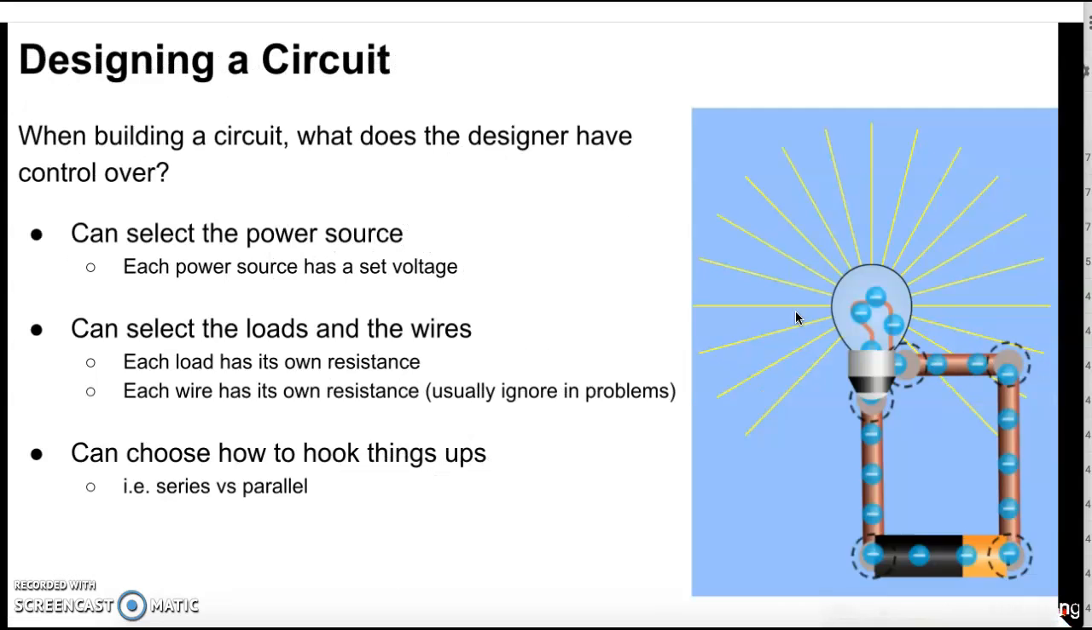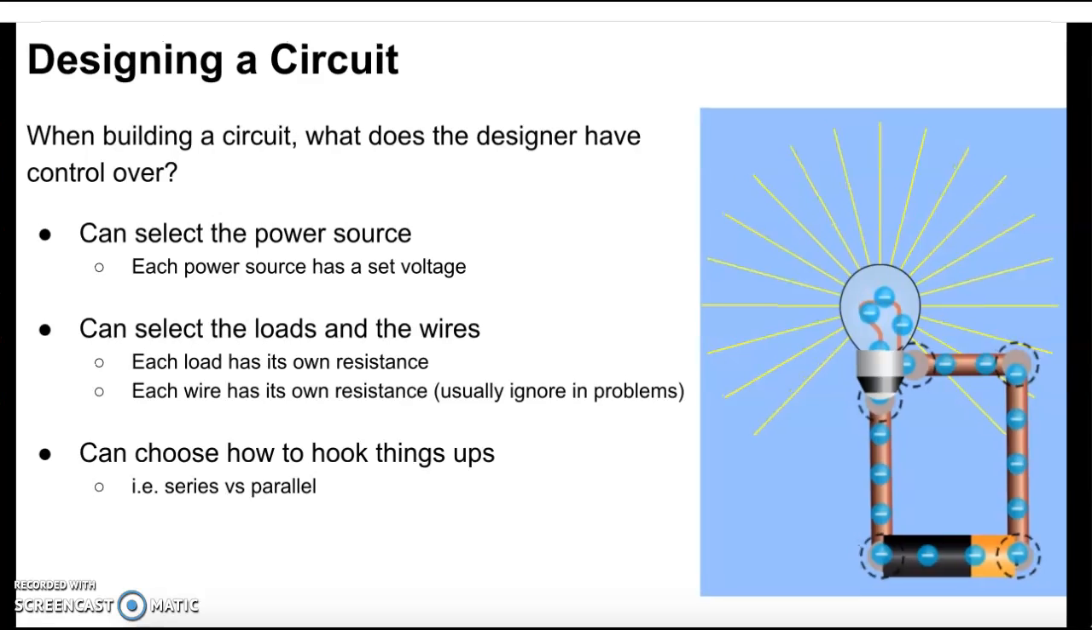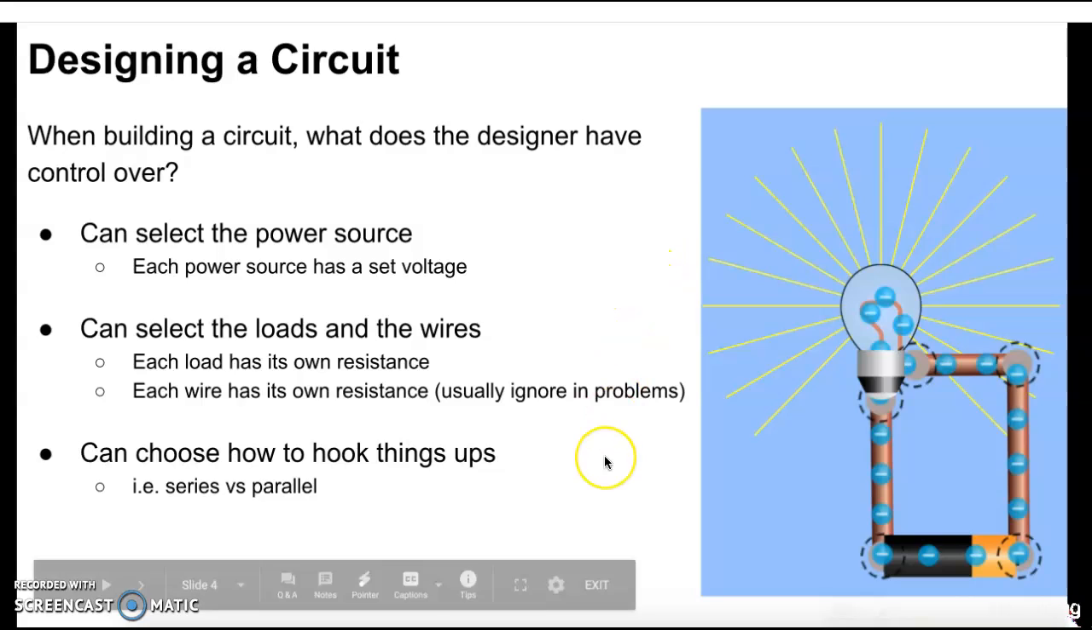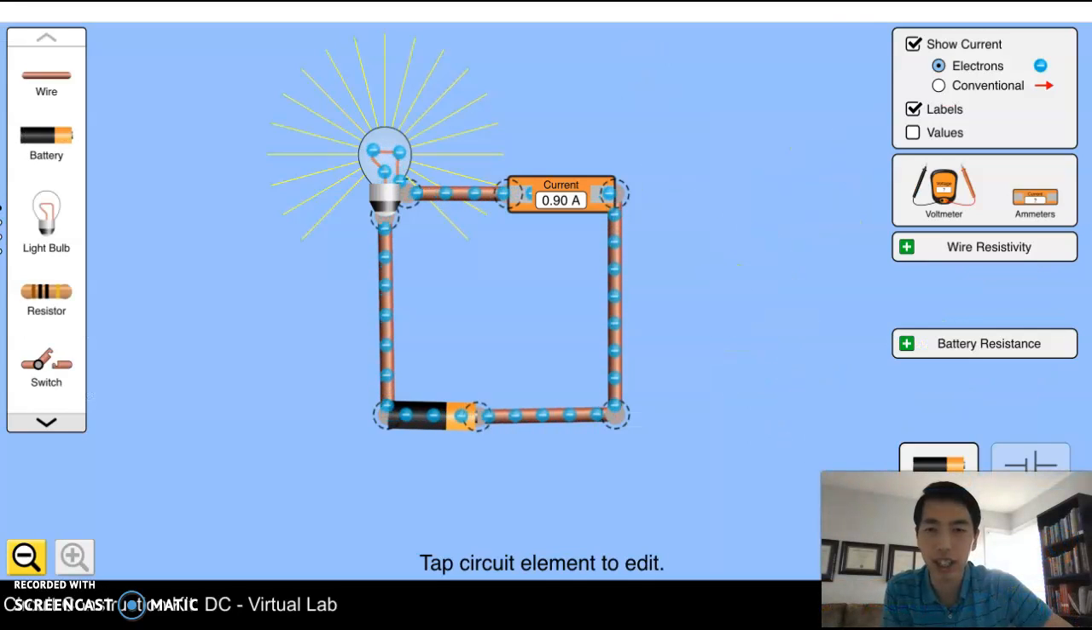Now I want to talk about designing a circuit. So out of all of these quantities, voltage, current, resistance, what of these can we actually control when we're building a circuit? So I'm going to bring you to the circuit construction kit here. And right now I've got a basic circuit set up, one battery, one light bulb, and I've got an ammeter installed to measure the current, how fast these coulombs are moving through, 0.9 amps.